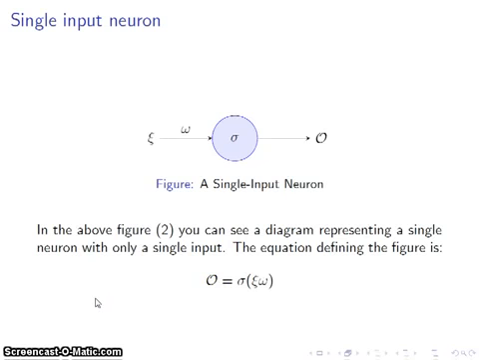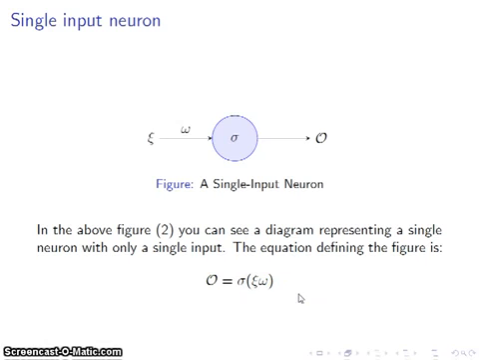Given a neuron, this is a diagram I'll use. Here, x_i is the input to the neuron, omega is the weight that connects that input to the neuron, sigma is the transfer function that we're going to use for this neuron, and script O is going to be the output. Okay. Here is the equation which defines the output of this neuron. Script O is sigma of x_i omega. And this is just about as simple as it can get.